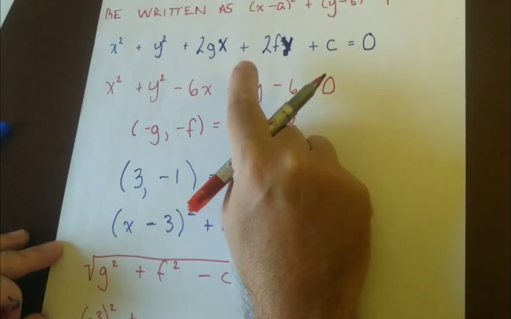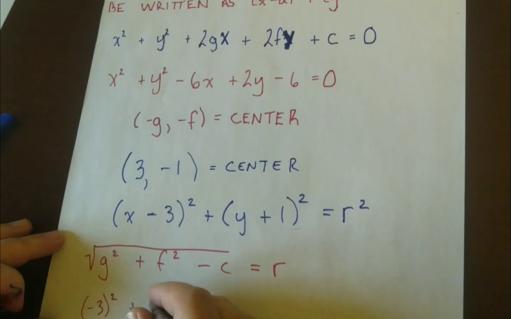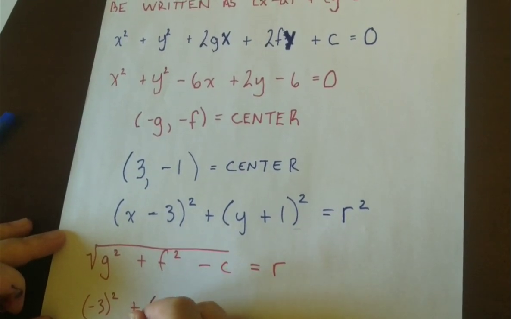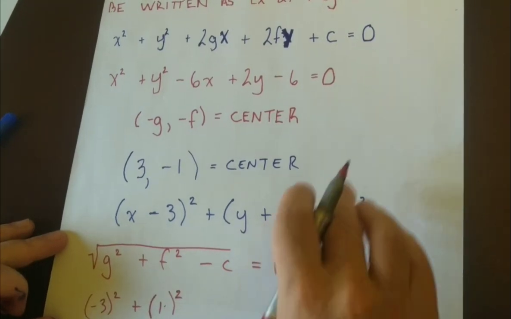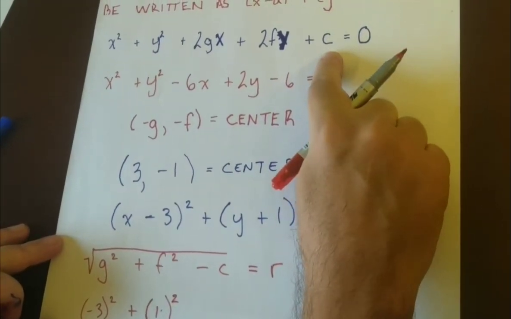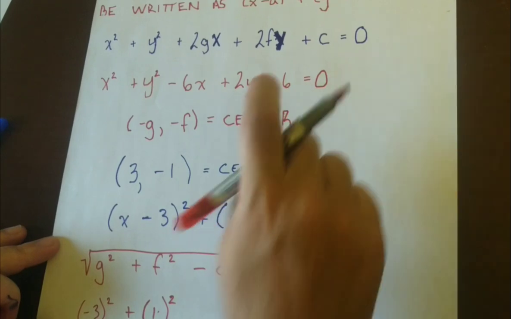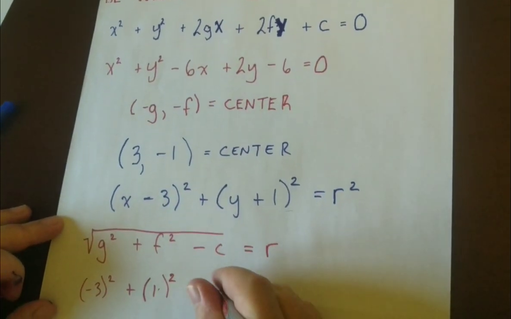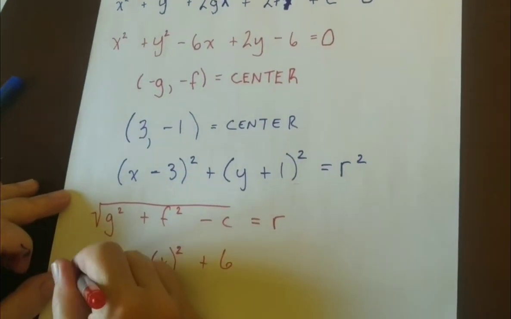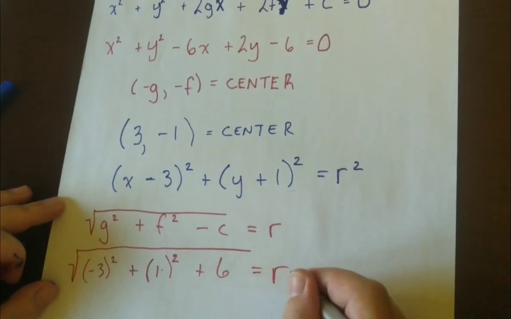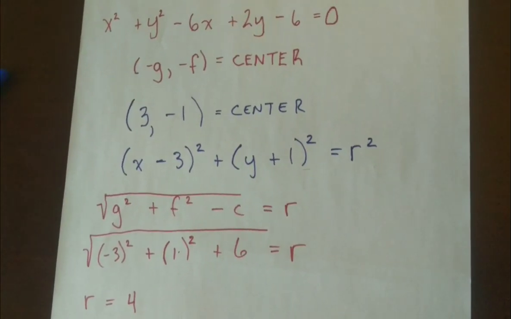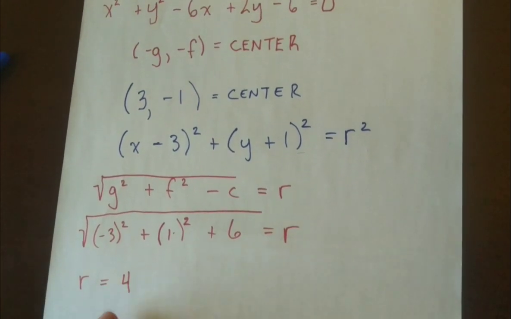we're going to come here and we're going to divide this by 2. So now we've got 1 squared. We don't have to change the sign. 1 squared, and then minus C. Our C is -6, so we're going to add 6. And we're almost there. It's equal to our radius. So that means that R is equal to 4.